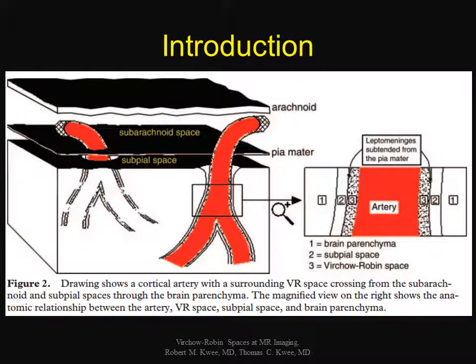These spaces do not communicate directly with the subarachnoid space, but they are filled with interstitial fluid which behaves similarly to CSF in MR. Dilated perivascular spaces consist of regular cavities containing an artery. The mechanism that occurs is not well known, but there are many hypotheses under study.